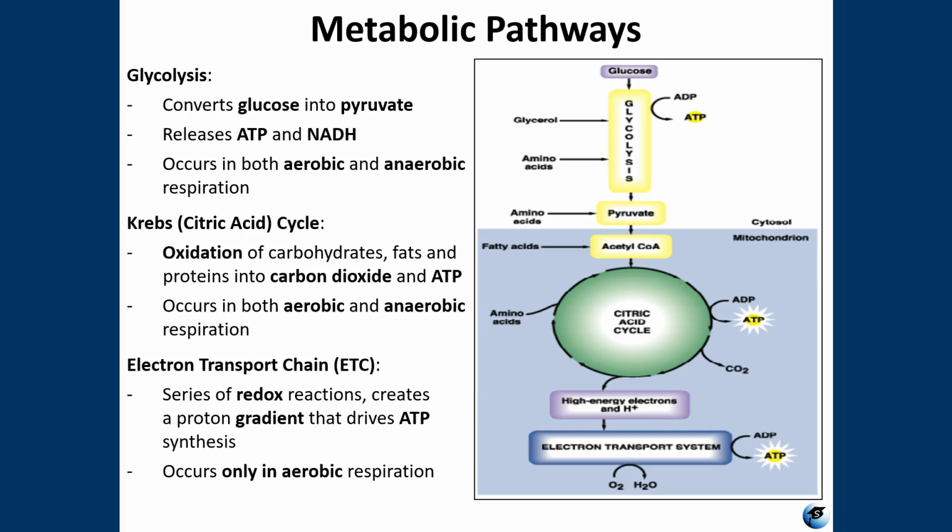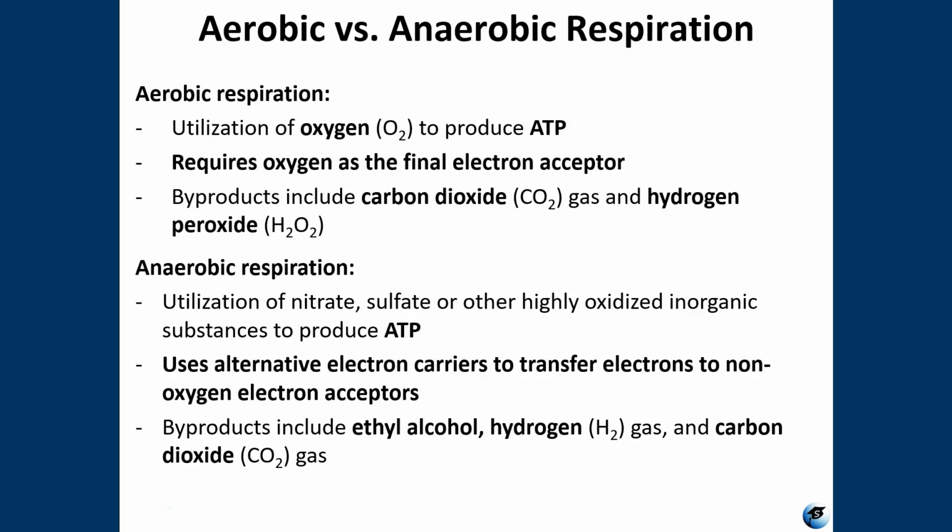Speaking of aerobic respiration, aerobic respiration uses oxygen to produce energy in the form of ATP. Byproducts of aerobic respiration include carbon dioxide and hydrogen peroxide. Usually, those are the big ones. Anaerobic respiration uses nitrate, sulfate, or another highly oxidized inorganic substance to produce ATP. So it uses those instead of oxygen. Byproducts of anaerobic respiration can include things like ethyl alcohol, hydrogen gas, and carbon dioxide.